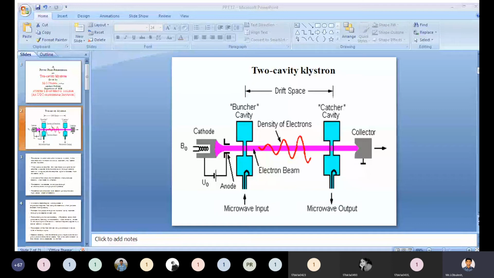Next one is multi-cavity klystron. In all modern klystrons, the number of cavities exceeds 2. Additional bouncer cavities added between the first bouncer and the catcher may be used to increase the gain of the klystron or to increase the bandwidth.